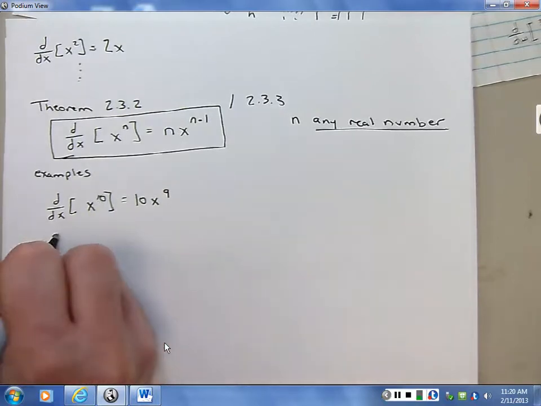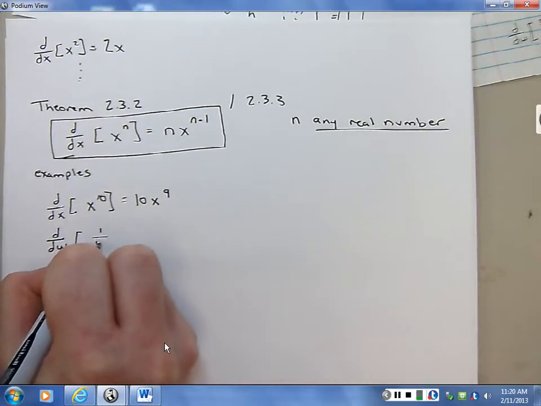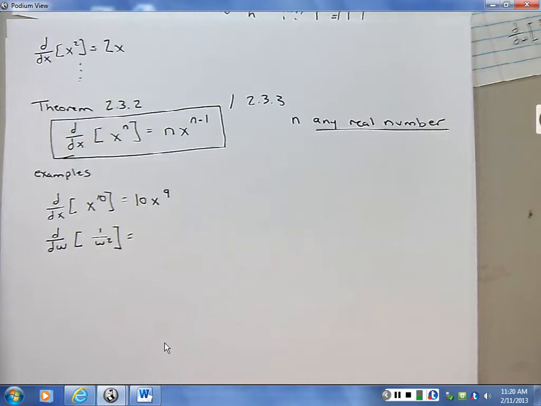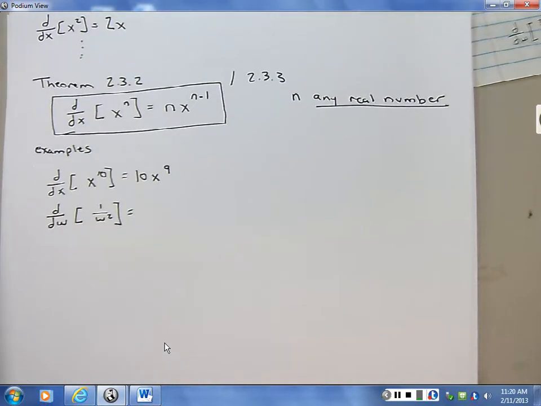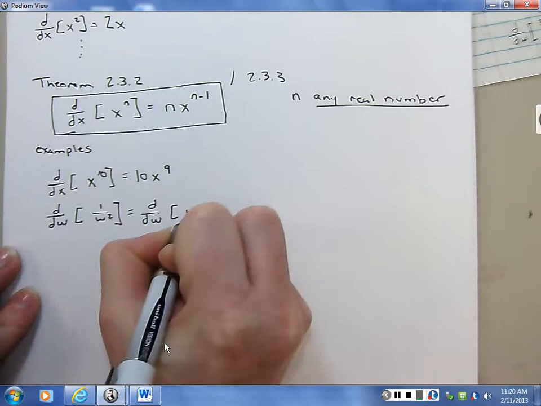So let's look at the derivative, let's say, with respect to w, and let me write it as 1 over w squared. What is going to be the derivative of 1 over w squared? 1 over 2w. Close. So w minus 1 or something. So maybe I should write it like this. The derivative with respect to w of w to the minus 2.